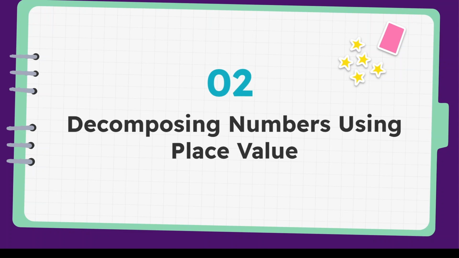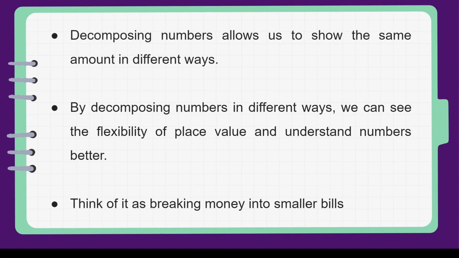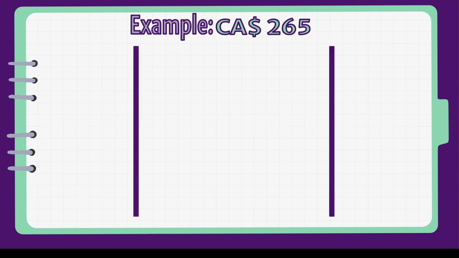Now let's move to decomposing numbers using place value. Decomposing numbers allows us to show the same amount in different ways. By decomposing numbers in different ways, we can see the flexibility of place value and understand numbers better. Think of it as breaking money into smaller bills.